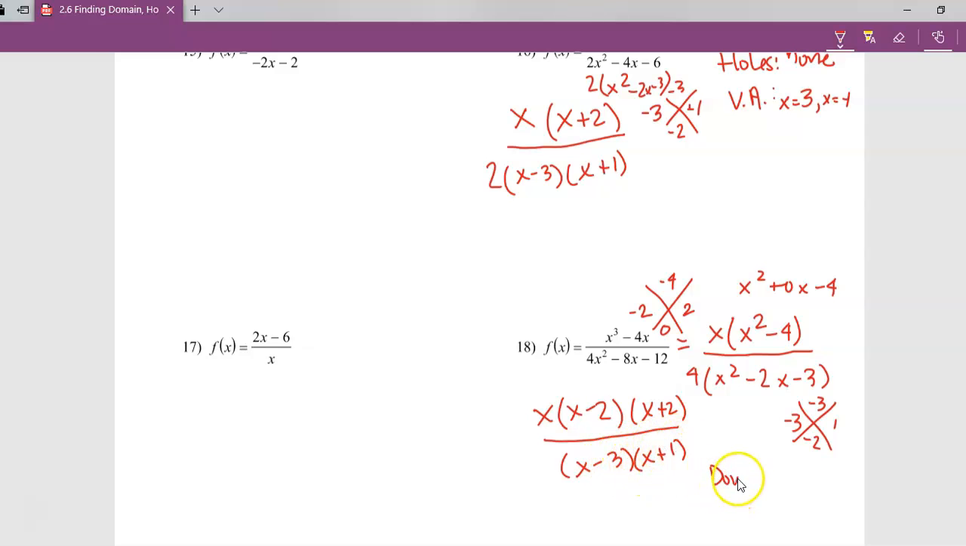So the domain is going to exclude anything that makes the denominator equal 0. So 3 and -1 in this case. The holes are going to be where there's a matching factor in the numerator and the denominator that cancels out. No holes in this one again. And the vertical asymptotes, after you've canceled out any holes, you just look at the denominator again, and the zeros from the denominator are where your vertical asymptotes are. So x equals 3 and x equals -1.